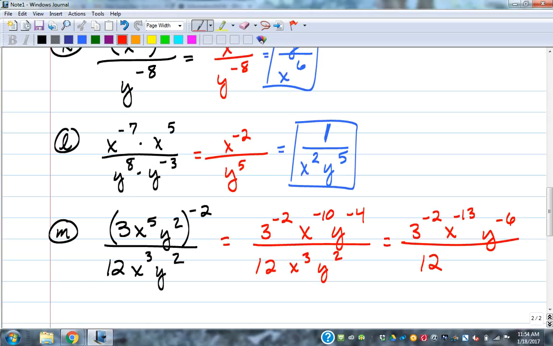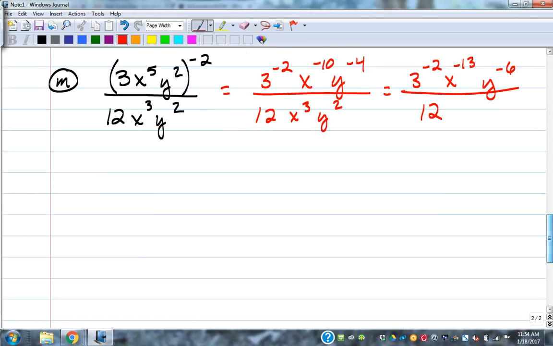What gets moved? 3 to the negative 2. What about x to the negative 13? And then y to the negative 6. All of the entire numerator gets moved to the denominator. So that's going to be 12 times 3 squared times x to the 13th times y to the 6th. What's in the numerator? A 1. Nothing else left. So it's just a 1.